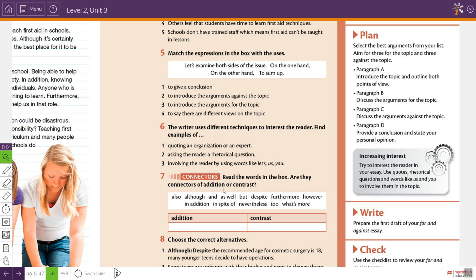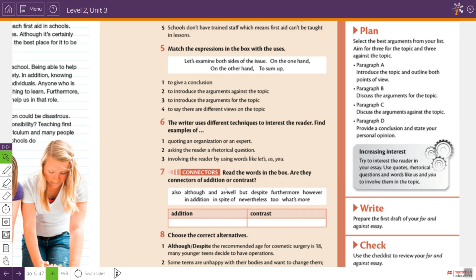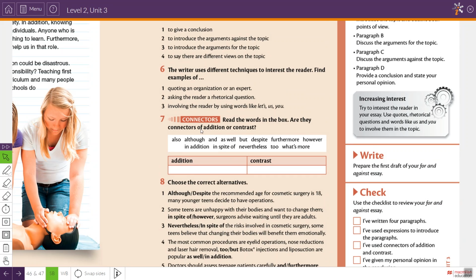Okay, the next aspect is the connectors as usual. Okay, so in this case we have two types of connectors: addition or contrast. Okay, addition to add arguments to what you are saying, right? It's not just one argument. If you want to add another one, then you will use addition connectors. Okay, and contrast, because you have something for and something against, an advantage and a disadvantage, and you need to contrast. Okay, so we've got this whole list of connectors here.